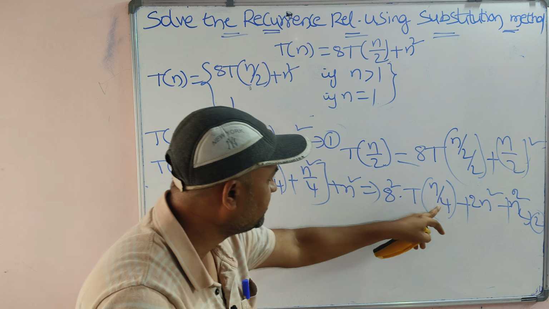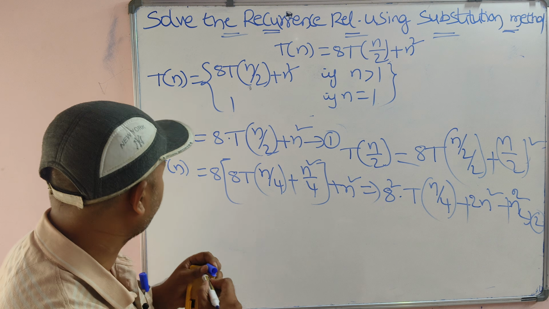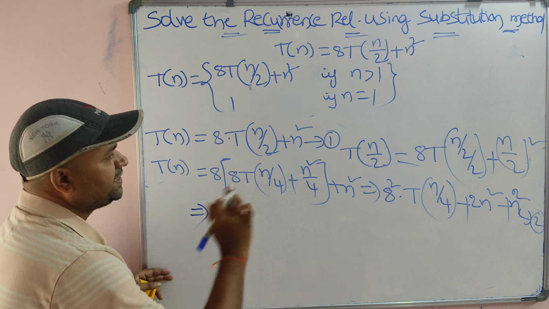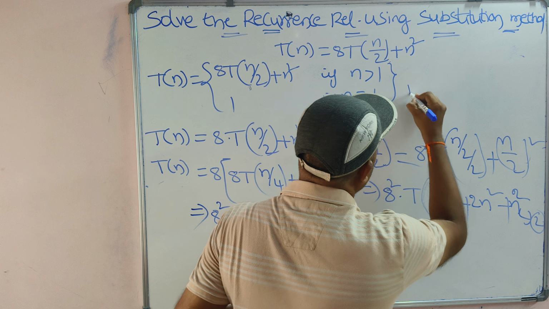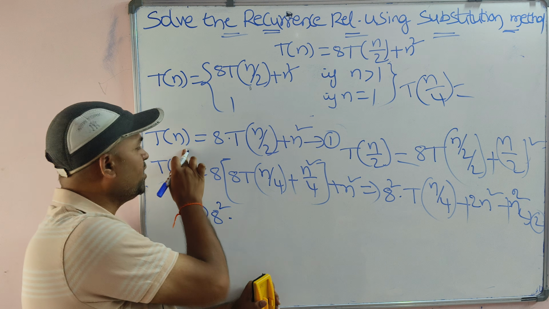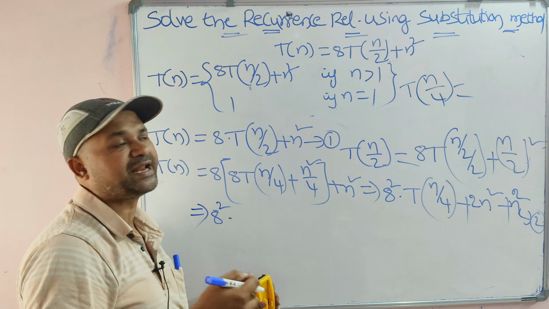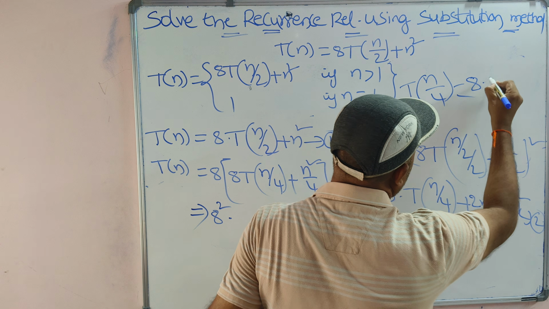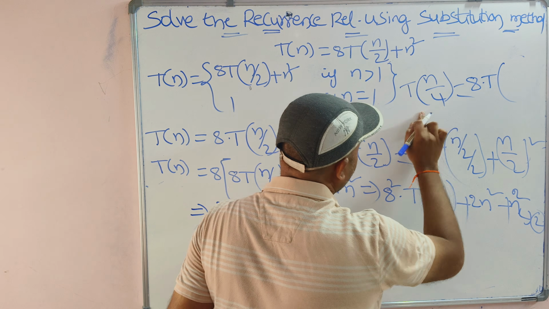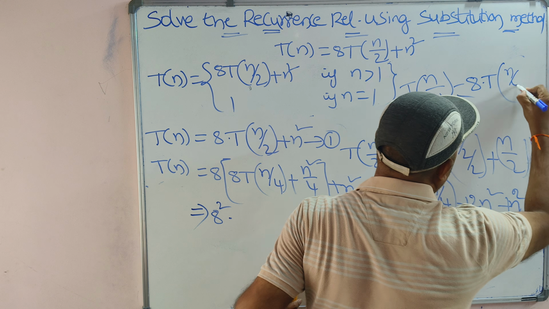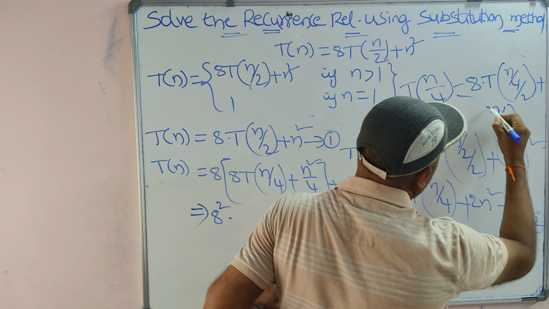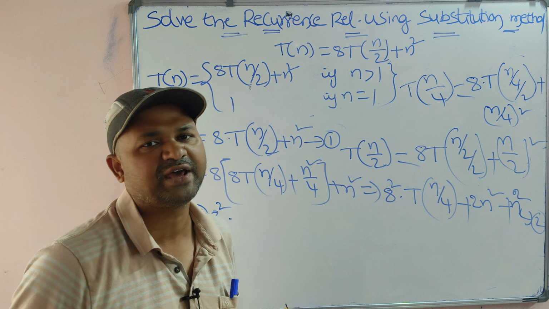Now let us derive the formula for T of n by 4. So 8 square into T of n by 4. So how to derive T of n by 4? T of n by 4 equal to, already we know T of n. So how to get T of n by 4? In place of n, substitute n by 4. So 8 into T of, in place of n, substitute n by 4, for deriving n by 4 formula. So n by 4 by 2 plus, in place of n, substitute n by 4. So n by 4 whole square. So this is nothing but T of n by 4 formula.